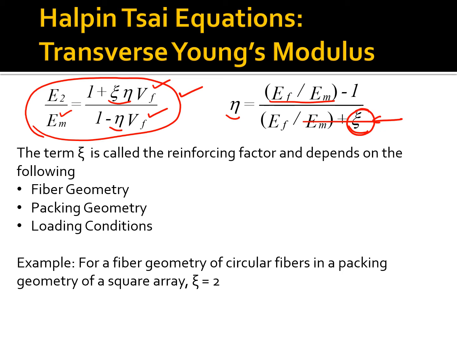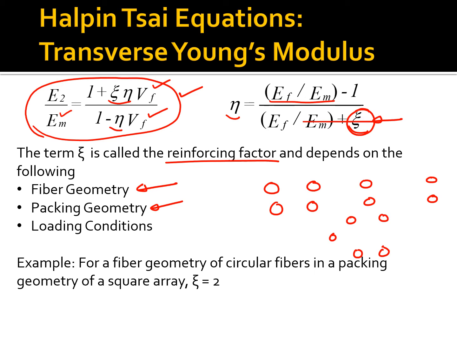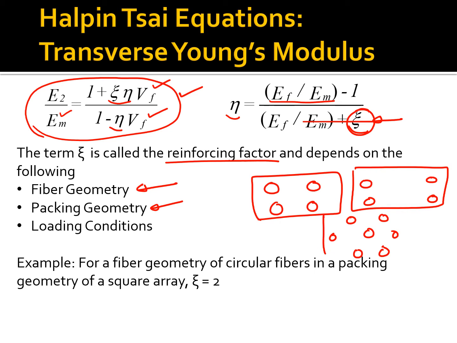What is this xi dependent on? It is called the reinforcing factor. It depends on three things: fiber geometry, is it circular in shape, square fibers, rectangular fibers, and so forth. Packing geometry, that is, how are they packed? Are they packed in a square shape, a rectangular shape, or some kind of hexagonal shape? You have all of these different possibilities of how the fibers are packed, and it will depend on that also. And then the loading conditions, so we'll see an example of that in a little bit.